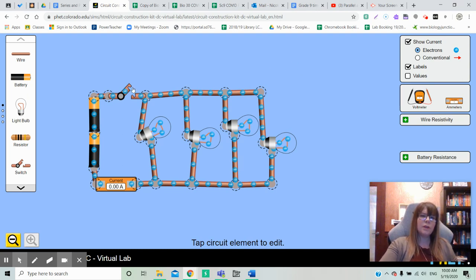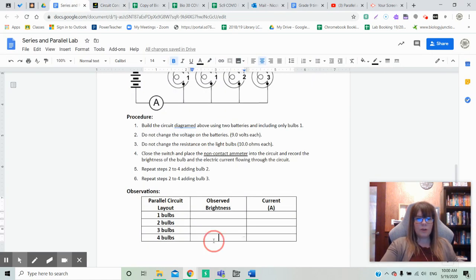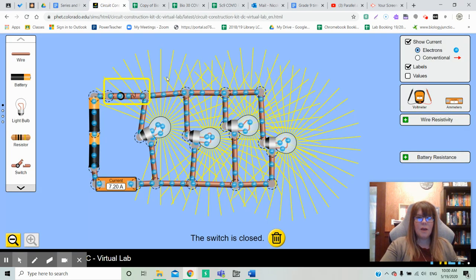So I'm going to turn on my circuit and you will see that I have a current of 7.20 amps, and look at the brightness of my light bulb. Observed brightness is very, very bright, and we are at 7.20 amps. Go back. I'm going to turn this off.